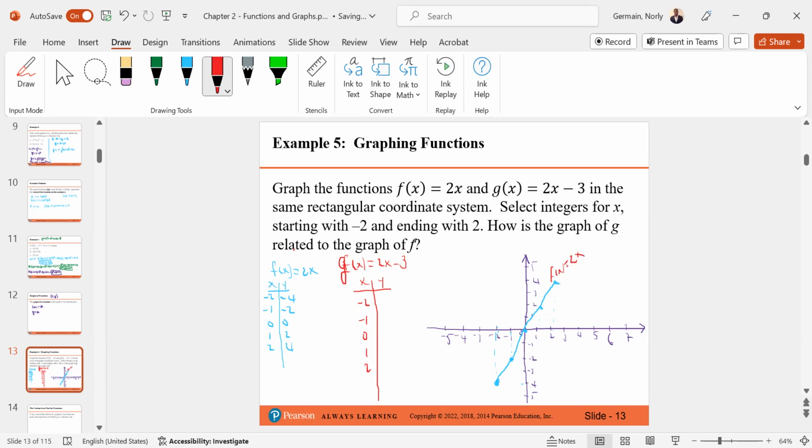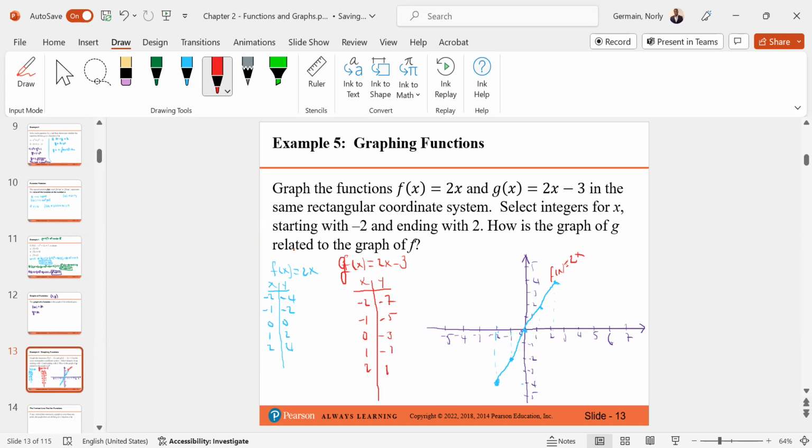So that was this graph. Now for the second one, x equals -2. 2 times -2 is -4 minus 3. That gives you a -7, if you see it, right? 2 times -1 is -2 minus 3. That gives you a -5. 2 times 0 is 0 minus 3 is -3. 2 times 1 is 2 minus 3 is -1. 2 times 2 is 4 minus 3 is 1. Right? So far, that's what I have.